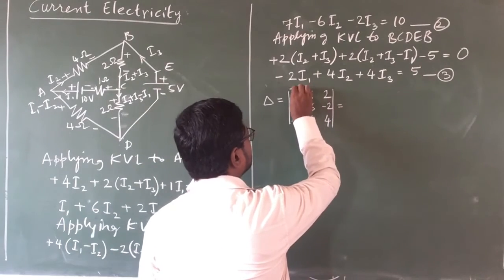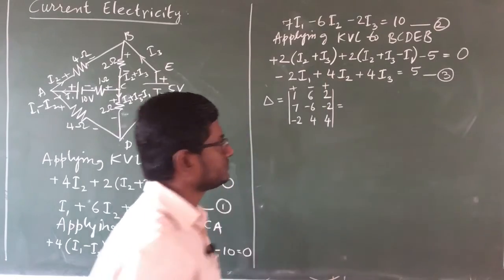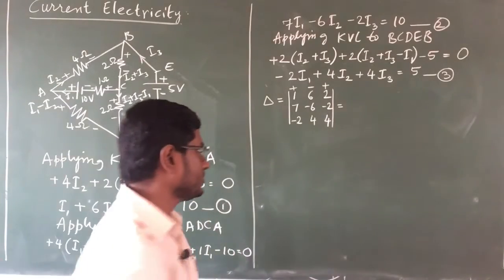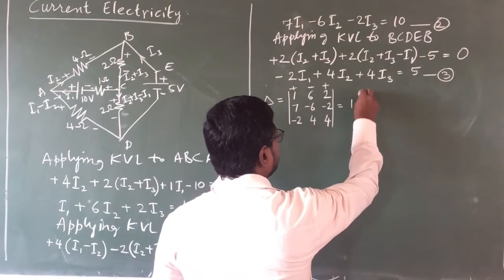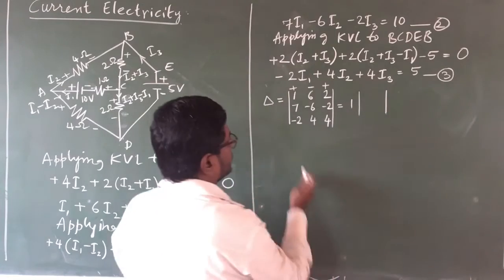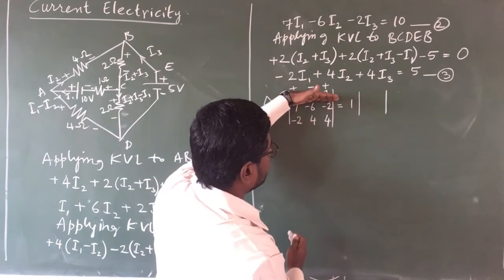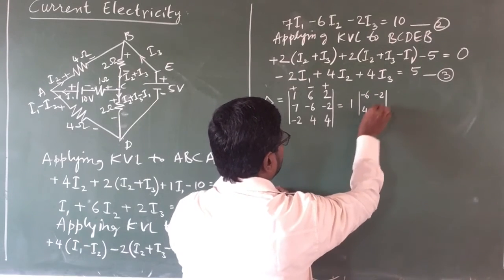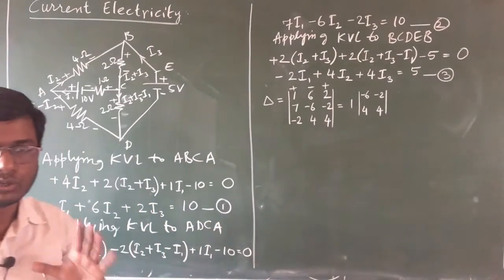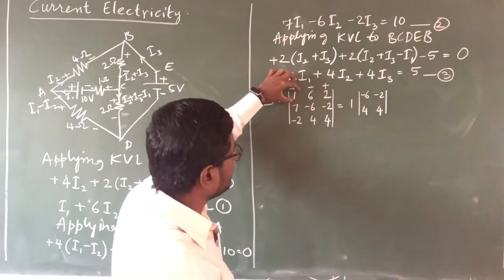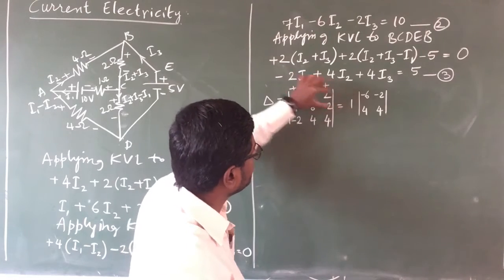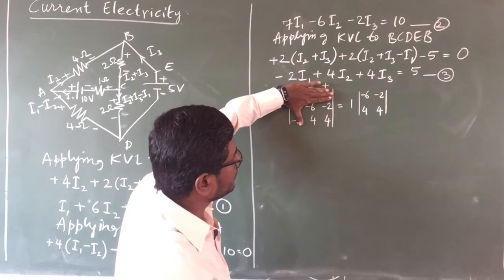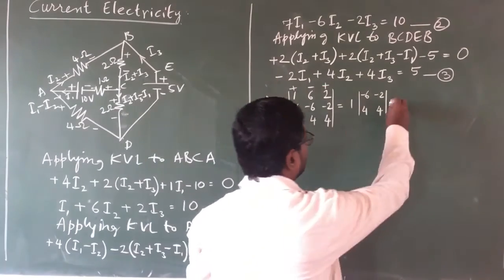Now it will be plus, minus, plus. Alternatively, the signs will be given to the top row. So what it will be? It will be 1 into the smaller determinant. So I am going to eliminate the first column and the first row. What I am left with is minus 6, minus 2, 4 and 4. I hope you are able to understand this step. What I have done is taking the first term of the first row and eliminating this thing. I will get minus 6, minus 2, 4 and 4 in the first smaller determinant.